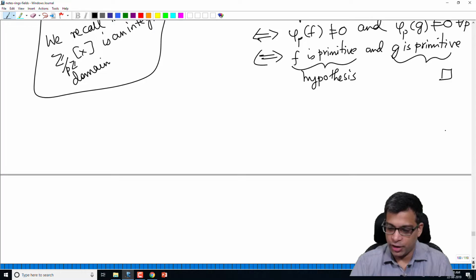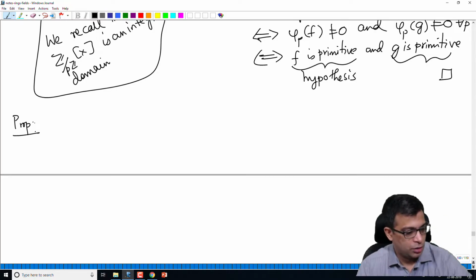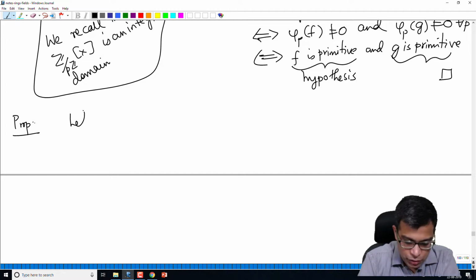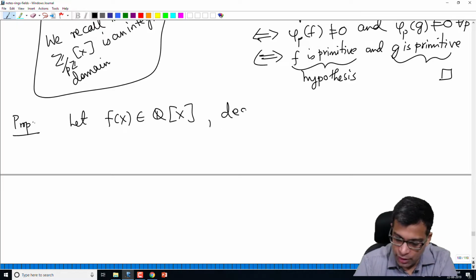So let me now continue and prove the next important proposition. The proposition says the following. I will write this down and give some examples after this. Let f be a rational polynomial now, so f(x) is in Q[x], and suppose the degree of f is positive.